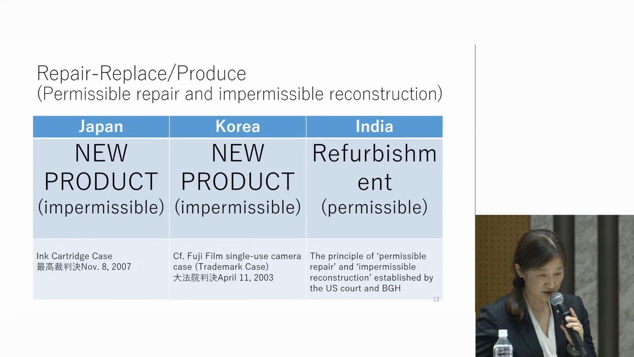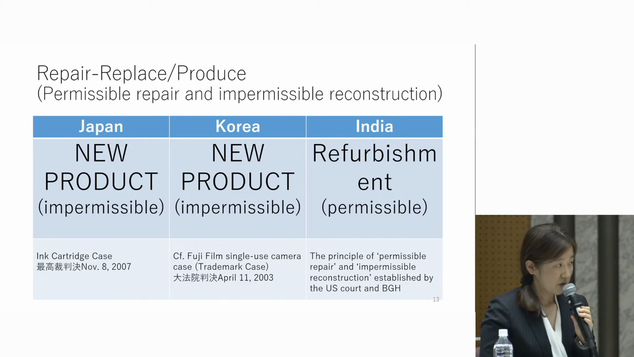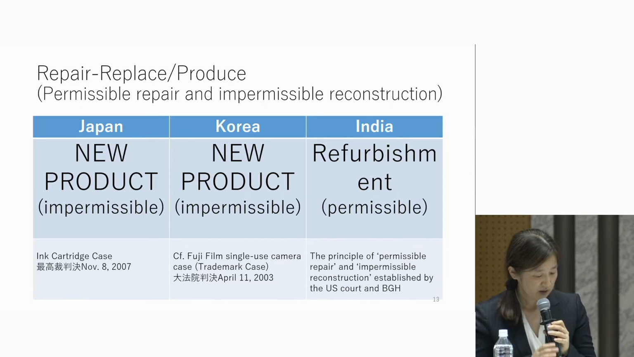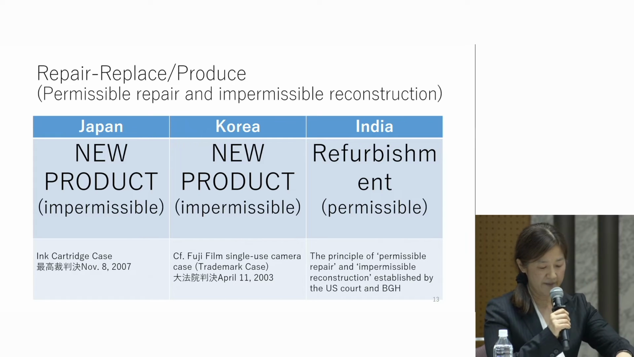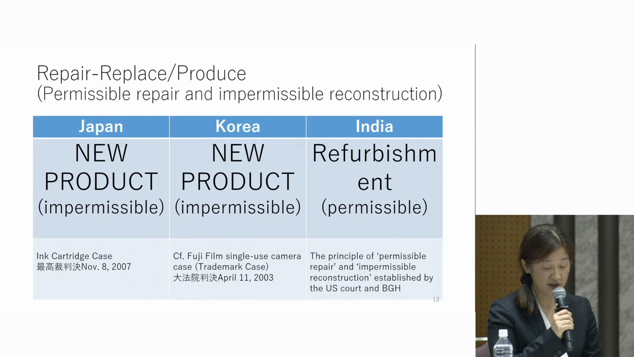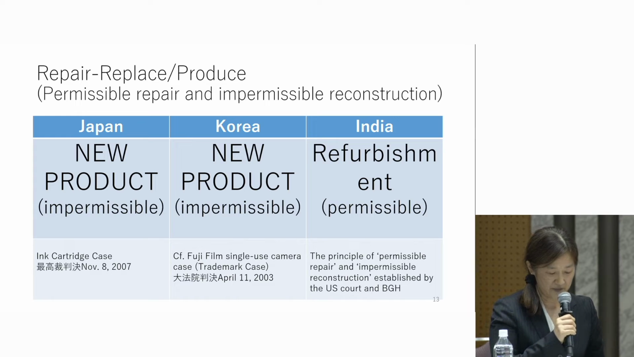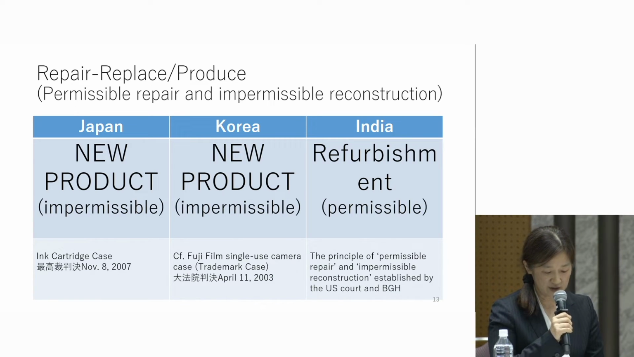I'd like to move on to the next topic. We will look at the repair and produce problem. The conclusion of the mock trial varies depending on the decision on whether the defendant's act constituted impermissible production or permissible repair. In other words, whether the defendant's product was considered to be a new product.